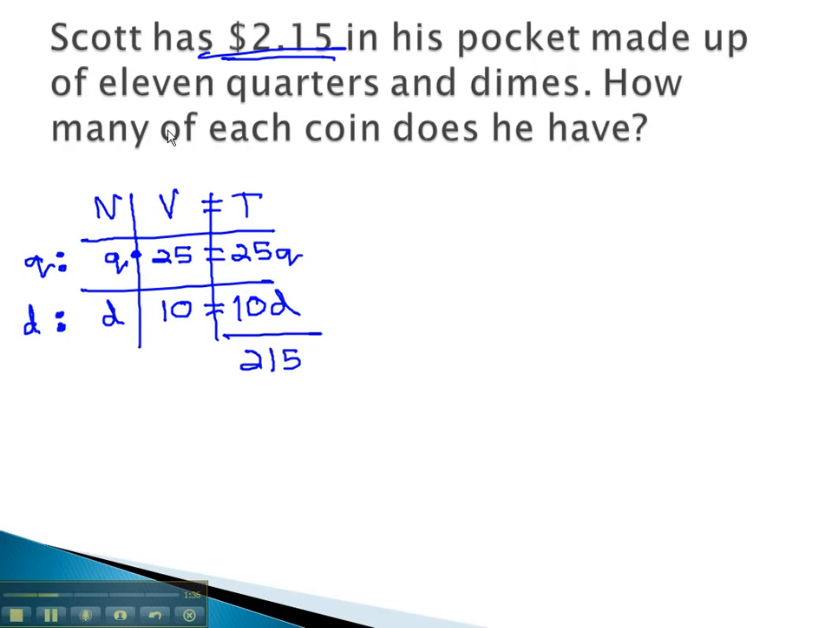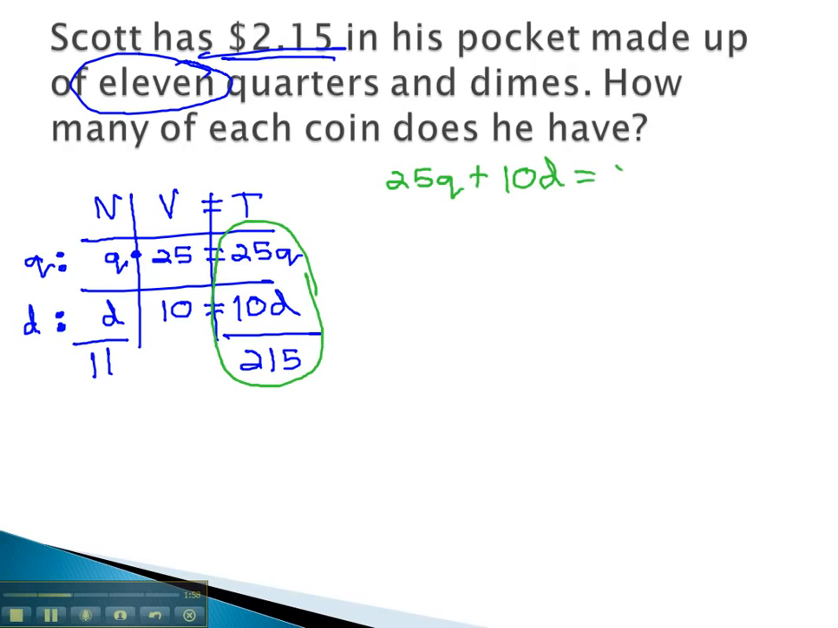We're also given the information that there are 11 coins total. This is the number of coins. Number is the first column. There's a total of 11 coins there. To get our equations to solve, we'll use the last column like before, 25Q plus 10D equals 215, but we will also use now the first column. Adding the number of quarters and dimes will give us the total of 11. Quarters plus dimes equals 11.